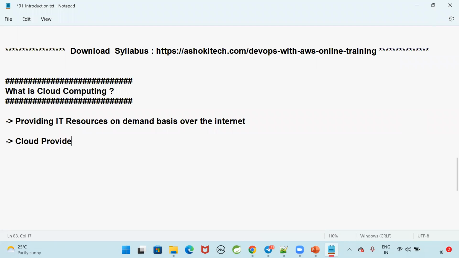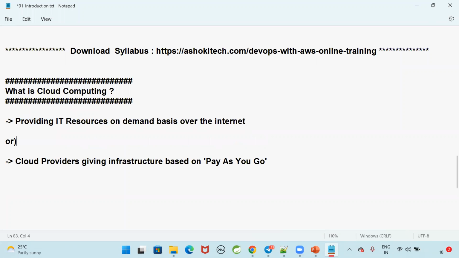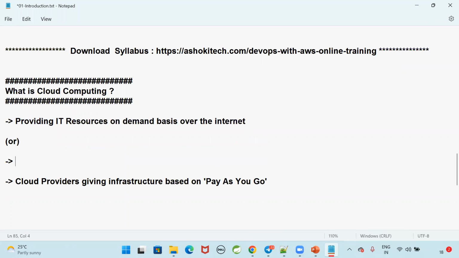Cloud providers giving infrastructure based on pay as you go. Providing or delivering IT resources over the internet based on the demand. Multiple definitions we can write. So one more definition we can mention like this: delivering the resources over the internet on demand basis.